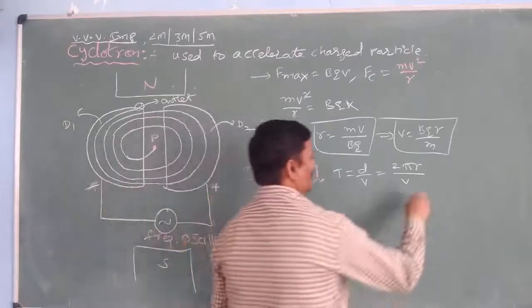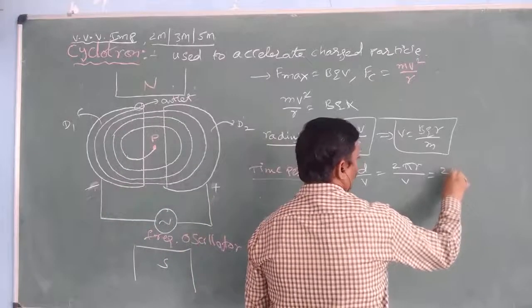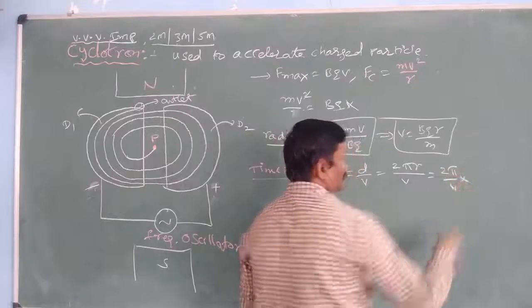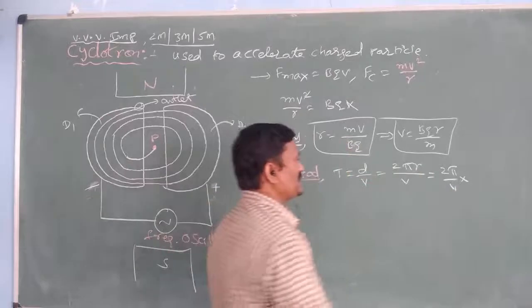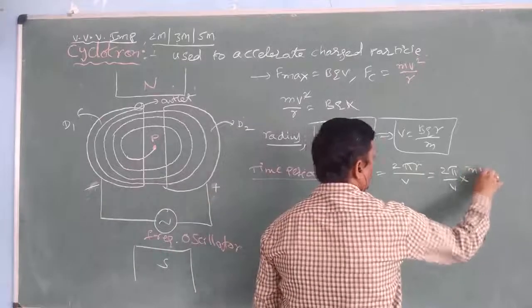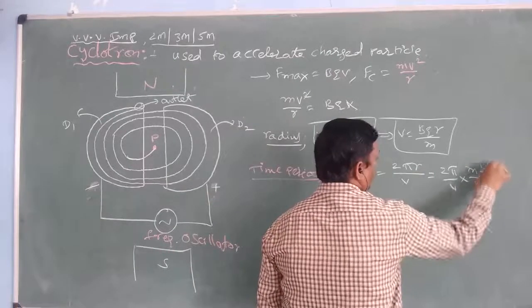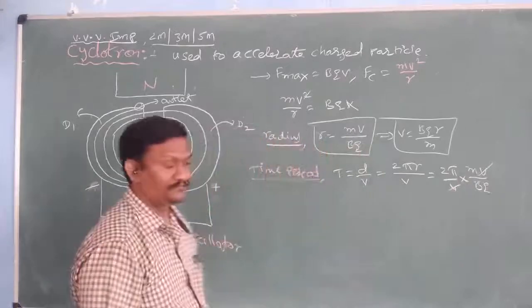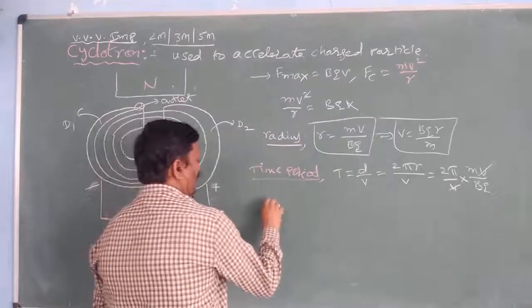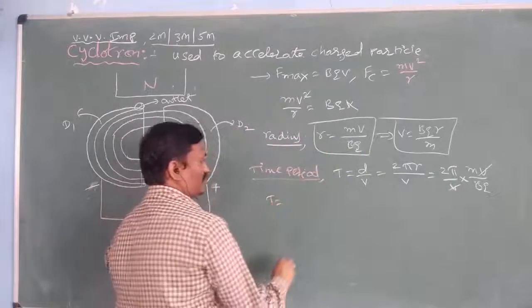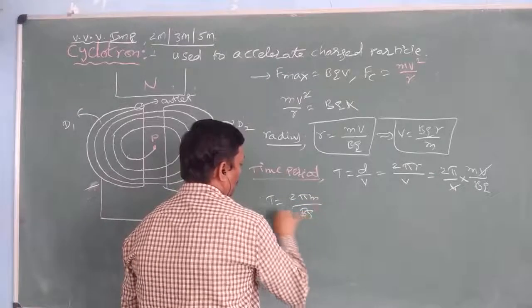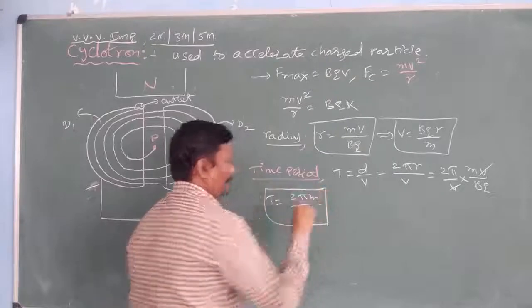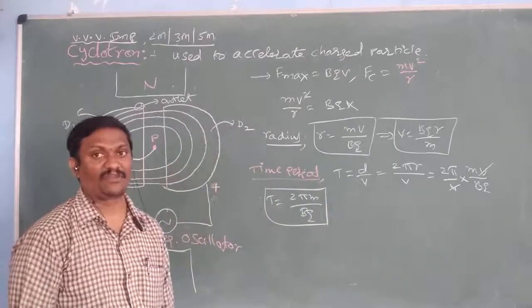Or time period T is equal to 2 pi by v into r, where r means the radius of the circular path, r means mv by qB. This v is cancelled. So the expression for time period of the charged particle, T is equal to 2 pi m by qB. The expression for time period is there.